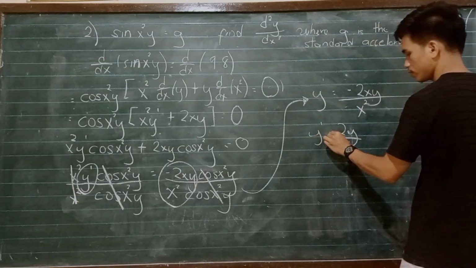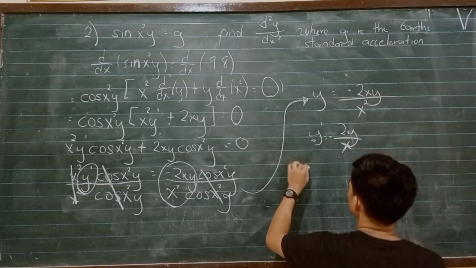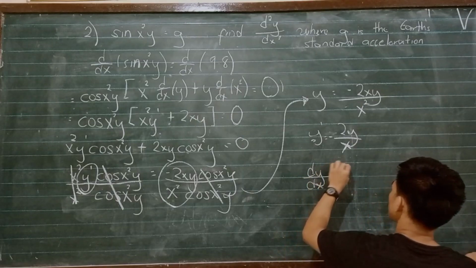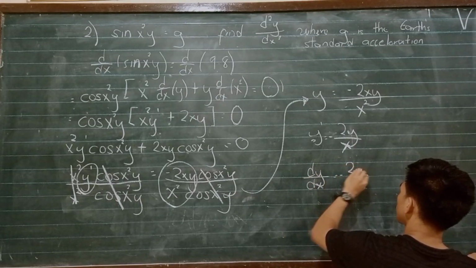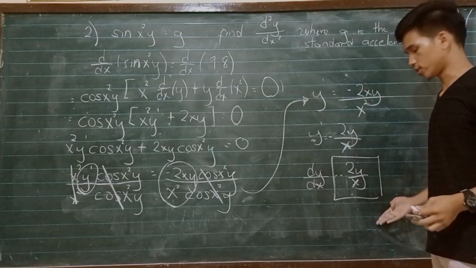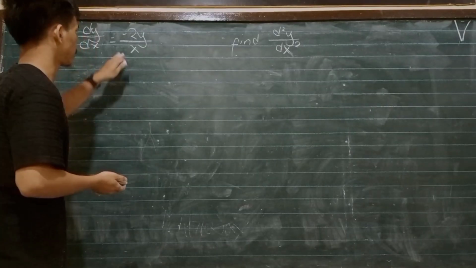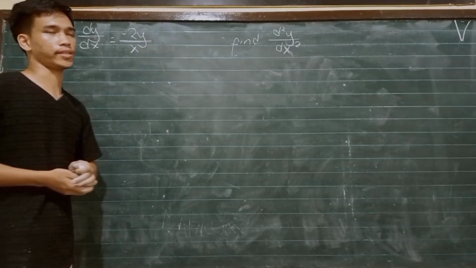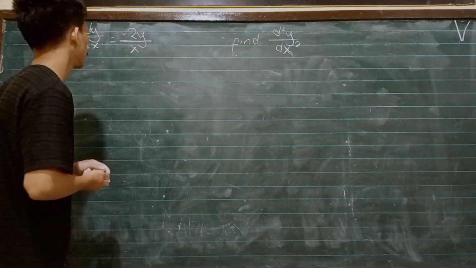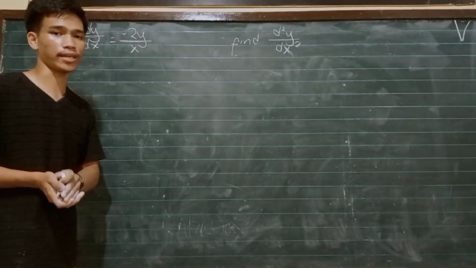It will be y prime is equal to negative 2y over x. Then change this to dy over dx. So this is our first derivative. There you go. We already found the first derivative, but the answer needed is the second derivative, which is d squared y over dx squared. That's why we need to find the derivative of this term in order for us to get the final answer.